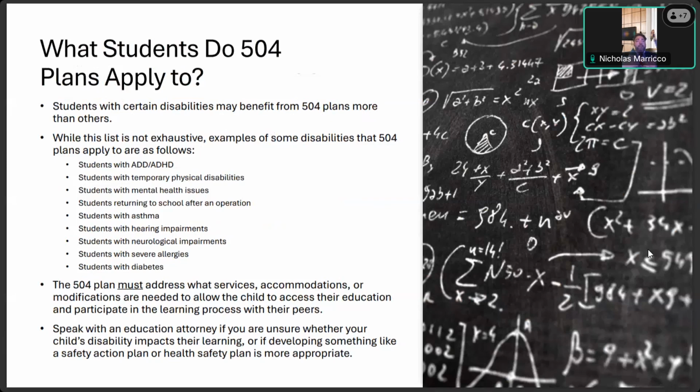And the most common types of accommodations and modifications would be taking a class in a separate classroom or taking a test in a separate classroom, extended time on an exam, sitting closer to the teacher during class. We see those all the time. Those are kind of like the garden variety Section 504 plan accommodations for students with ADD or ADHD.